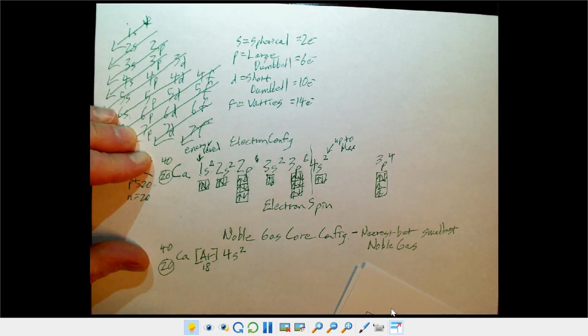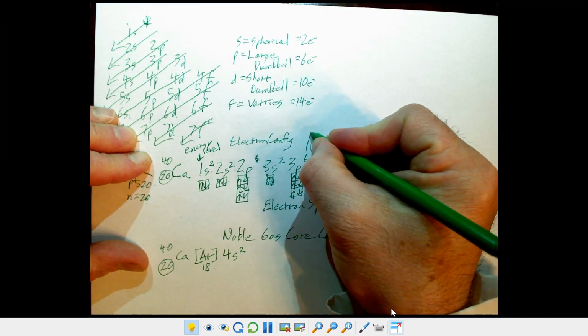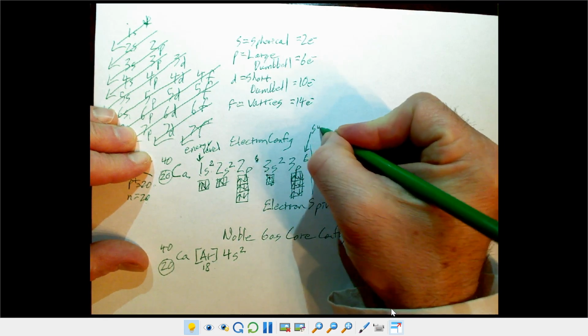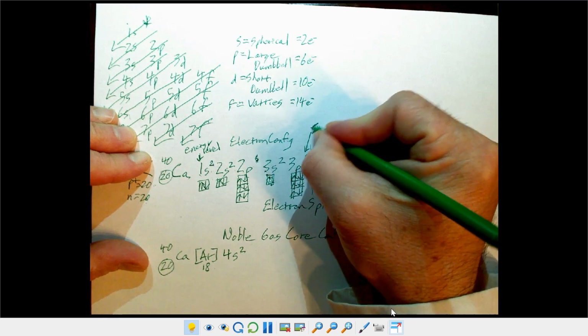And then if you look at this number here at the top, this represents the superscript. It represents the number of electrons.